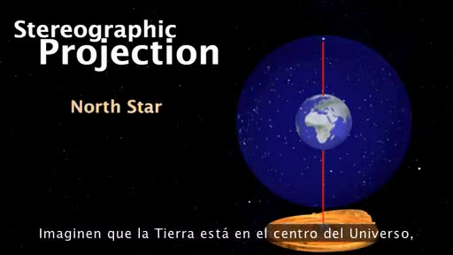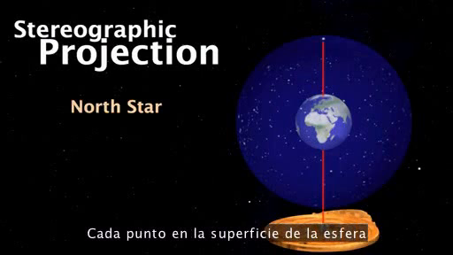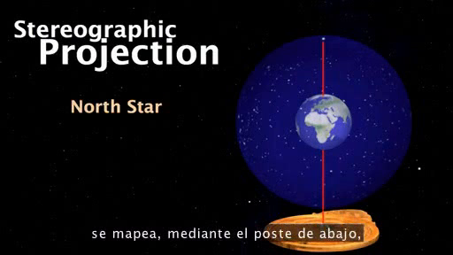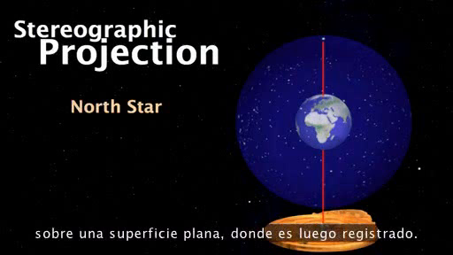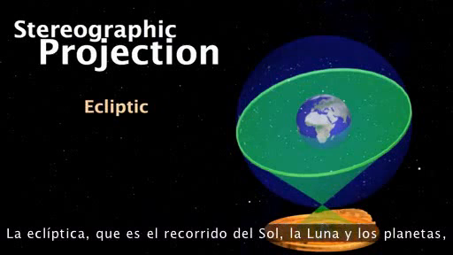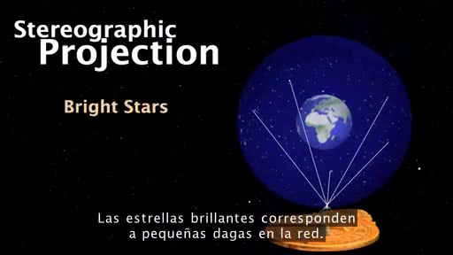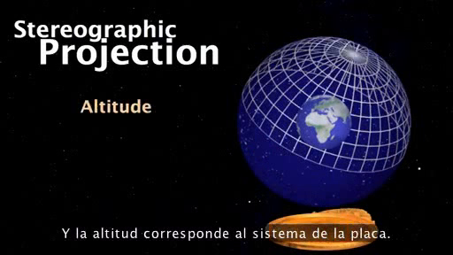Imagine that the Earth is at the center of the universe, and surrounding it is the sky projected onto a sphere. Each point on the surface of the sphere is mapped through the bottom pole onto a flat surface where it's then recorded. So the North Star corresponds to the center of the device. The ecliptic, which is the path of the sun, moon, and planets, corresponds to an offset circle. The bright stars correspond to little daggers on the rete, and the altitude corresponds to the plate system.